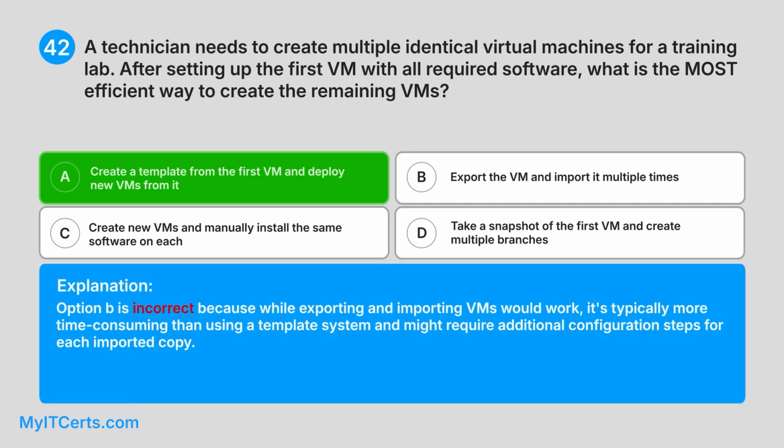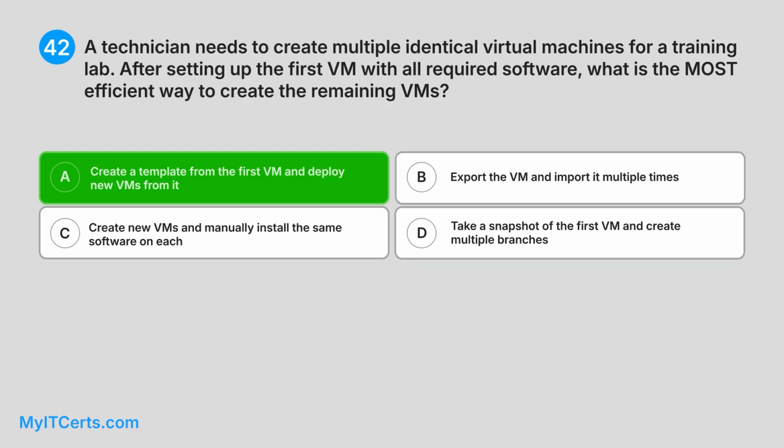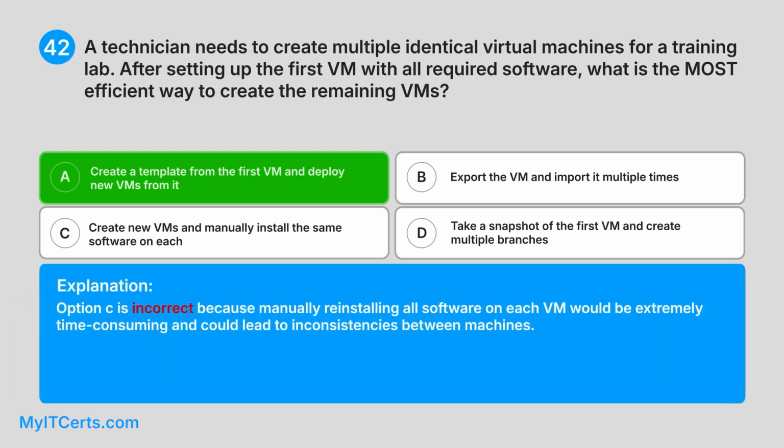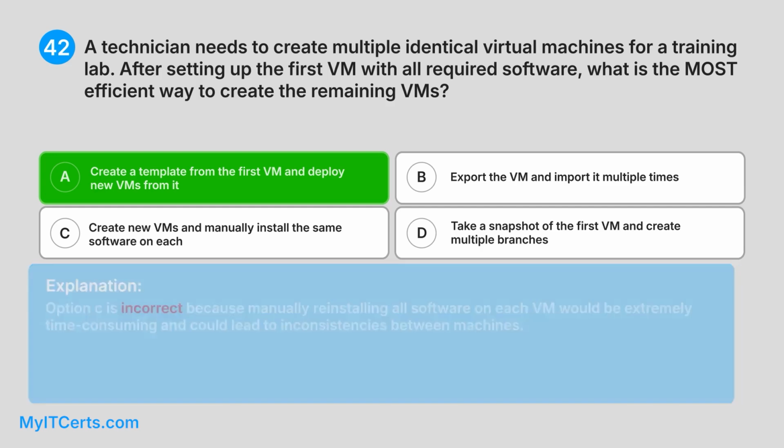Option B, export the VM and import it multiple times, is incorrect because while exporting and importing VMs would work, it's typically more time-consuming than using a template in some systems and might require additional configuration steps for each imported copy. Option C, create new VMs and manually install the same software on each, is incorrect because manually reinstalling all software on each VM would be extremely time-consuming and could lead to inconsistencies between machines.